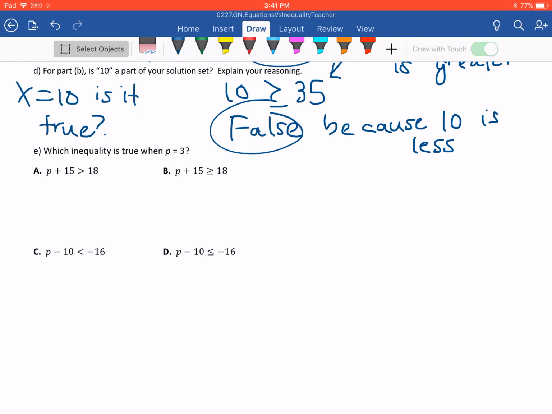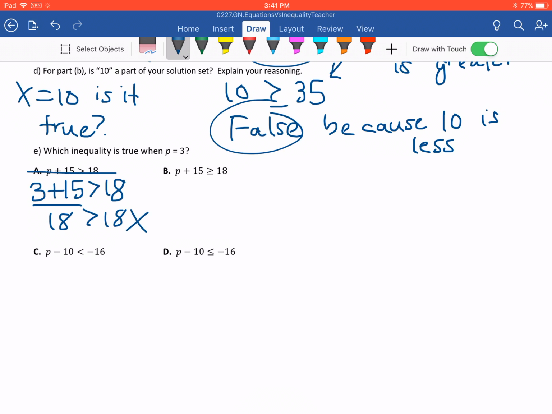All right, question E. Which inequality is true when P is equal to 3? So just like if this were an equation, I'm going to set this up. Instead of P, I'm going to write 3 plus 15 is greater than 18. Now I combine. 3 plus 15 makes 18 is greater than 18. I have to ask myself, is 18 bigger than 18? No, that would be silly. 18 is actually equal to 18, so this one is wrong.